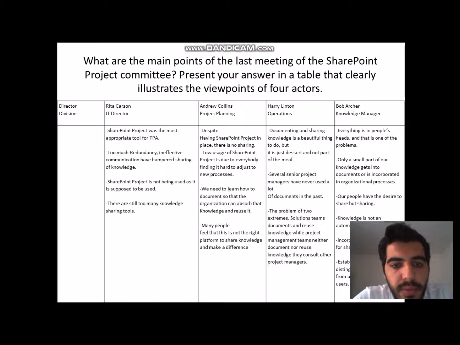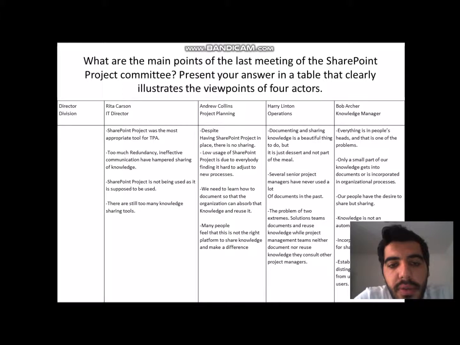Andrew Collins, project planning, said that despite having the project in place, there is no sharing. Low usage of the SharePoint project is because everybody finds it hard to adjust to the new process. We need to learn how to document so that the organization can absorb the knowledge and reuse it. Many people feel that this is not the right platform to share knowledge and make a difference.